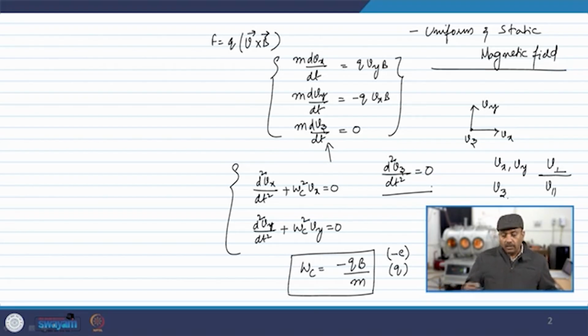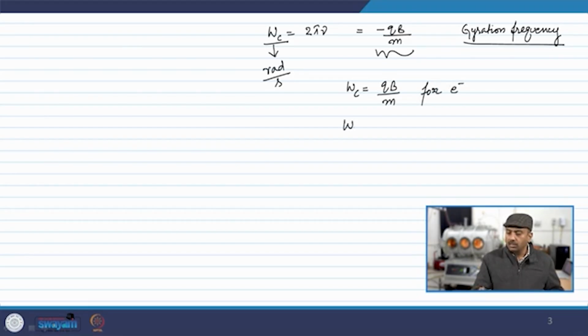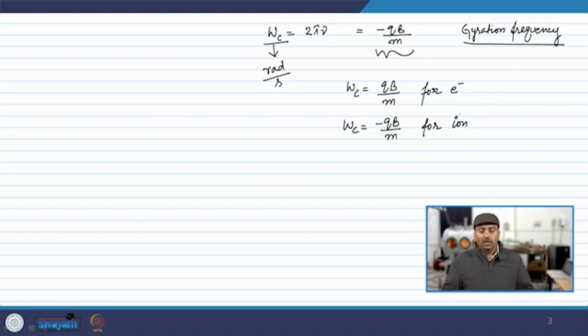Now, if it is rotating circularly, we have this omega c, which can be positive or negative, right. So, for electrons, omega c can be written as q B by m, and omega c for ions can be written as minus q B by m. Now, the purpose of this negative symbol is that it denotes the direction of motion.